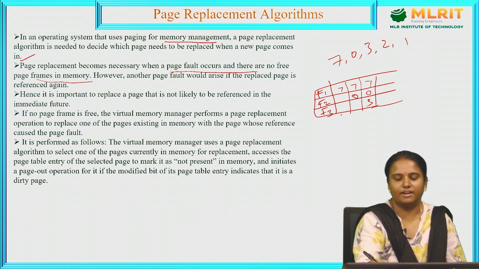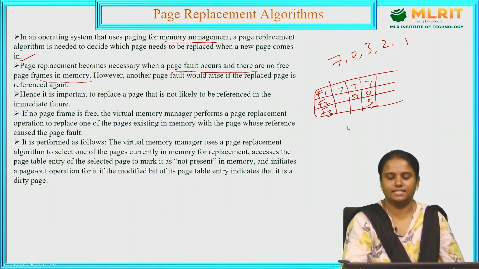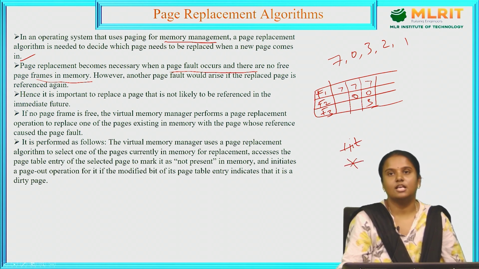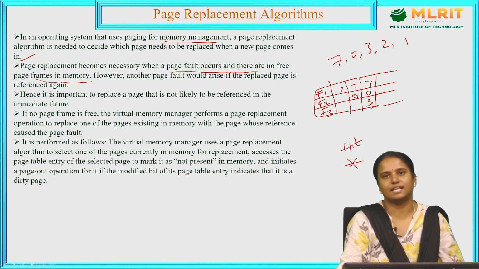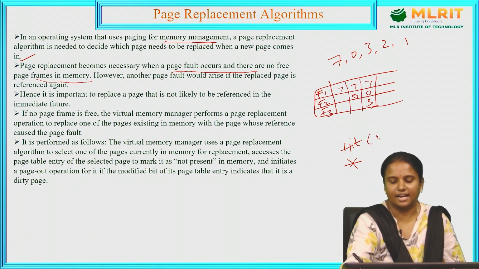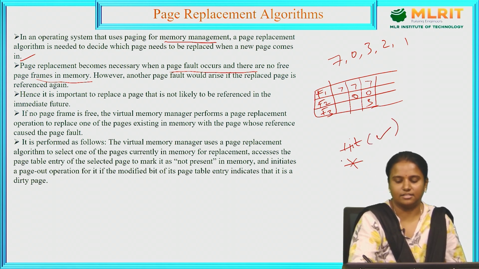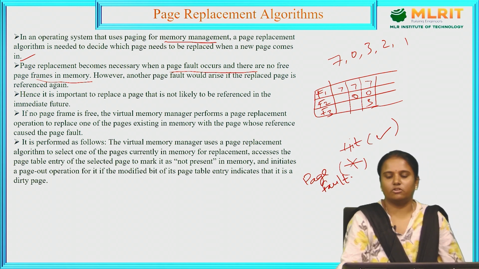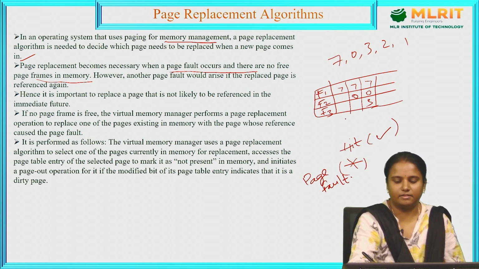When the page is found, it is a hit. When the page is not available, it is a fault. A page fault is indicated with a star and a hit is indicated with a right tick. So this is a page fault. Now this is not present, so it is a page fault, page fault, page fault.